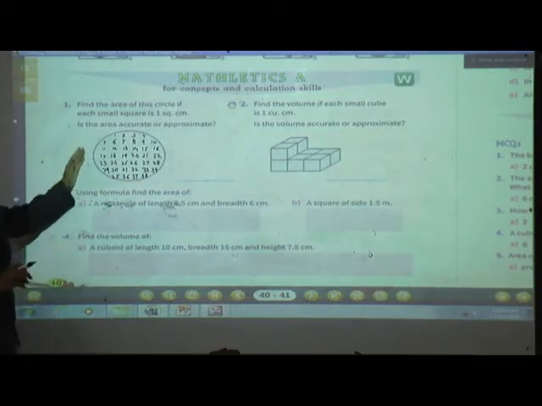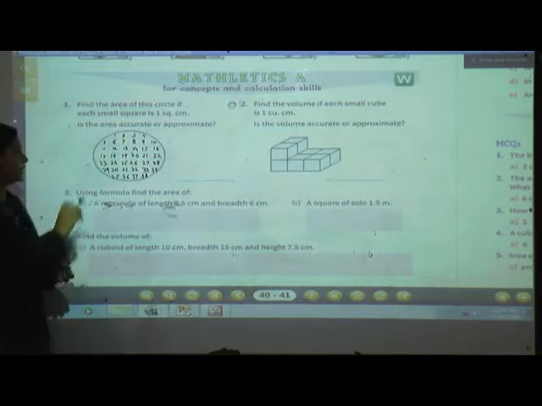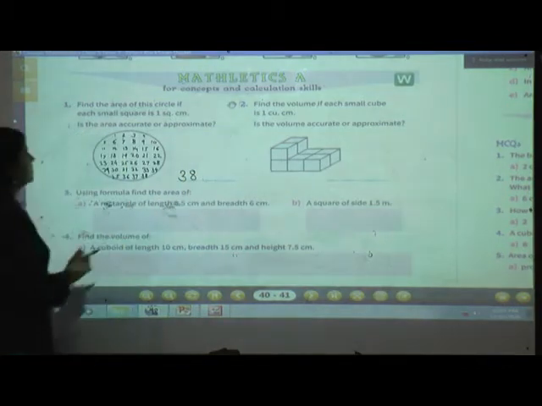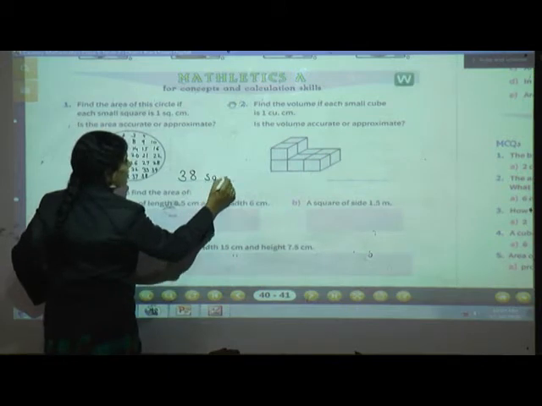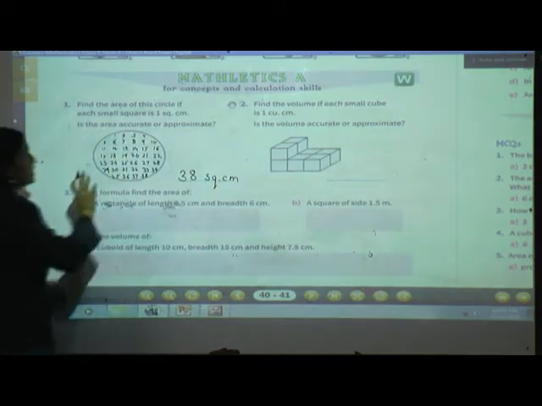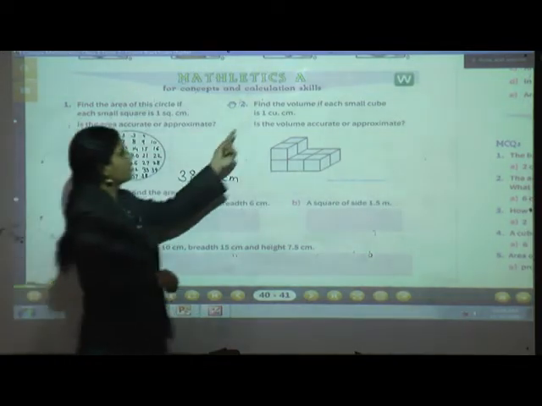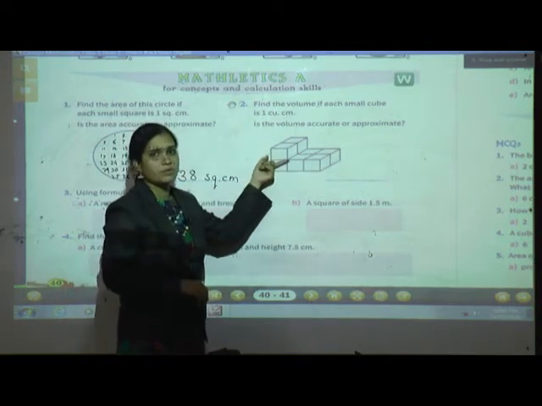So if we count the whole squares and half squares, we will get 38, and this one is approximate. So here write square centimeter. Approximate area of this circle is 38. Now students, second one. Find the volume of each small cube if 1 cubic centimeter. Is the volume accurate or approximate?